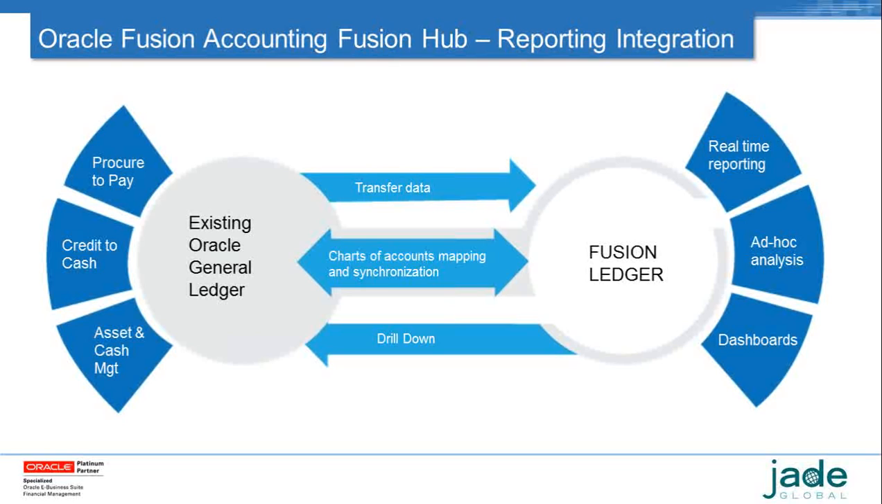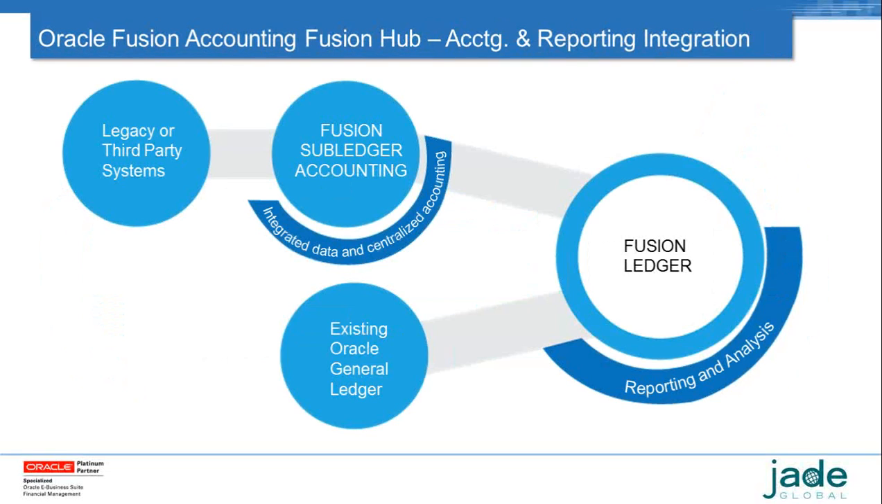So the third scenario is accounting and reporting integration. By choosing to employ the full capabilities of Oracle Fusion Accounting Hub as both an accounting and reporting platform, users get the benefit of integration with non-Oracle transaction systems to create accounting entries in your general ledger, together with powerful reporting and analysis against real-time accounting information, and optionally drill down to your source transaction details.